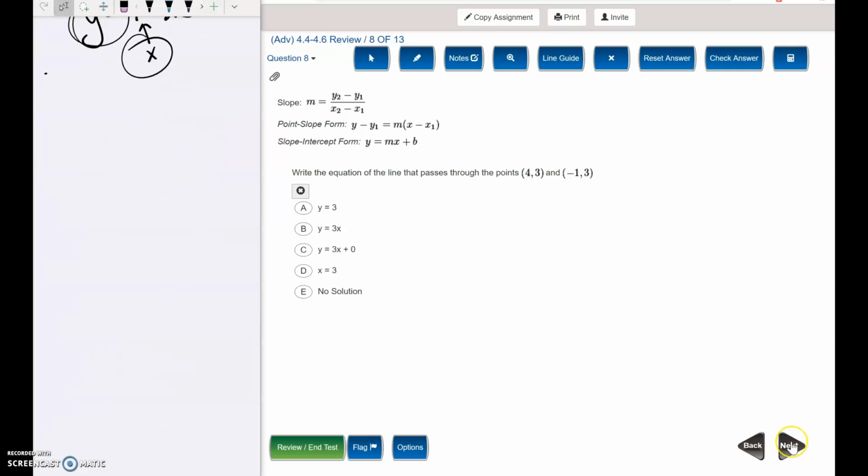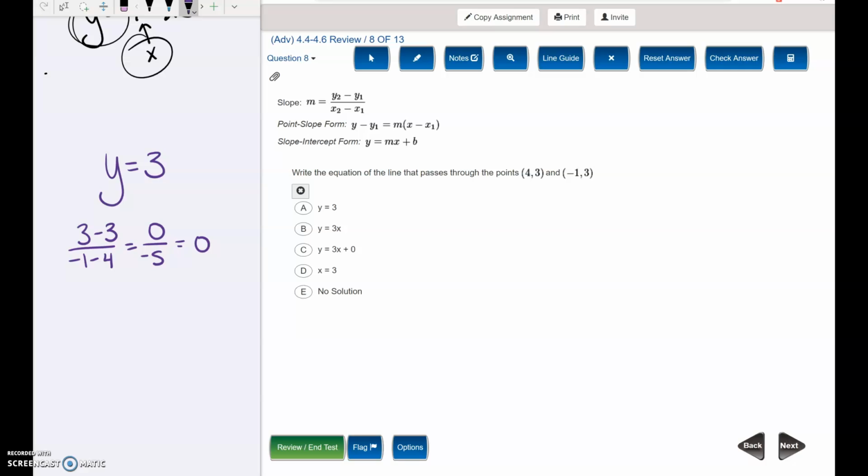This one we went over on Wednesday. Notice these 2 points have something in common. They both have a y value of 3. That means y equals 3. Your answer choices should kind of give you a hint that something weird is going on here. If you actually found the slope, you would do 3 minus 3 over -1 minus 4 and get 0 over -5, which is a slope of 0, which means it's a horizontal line.